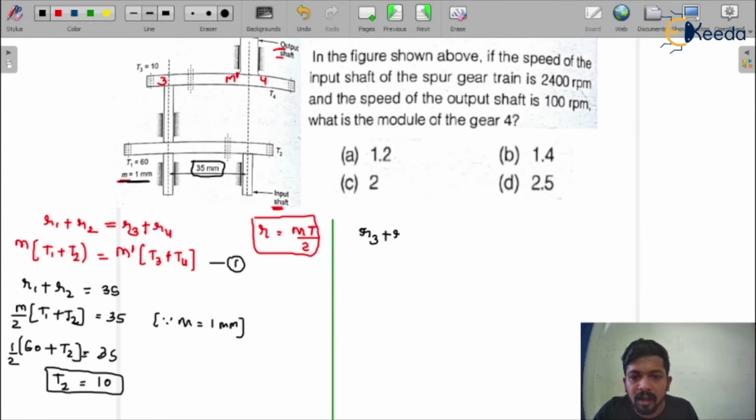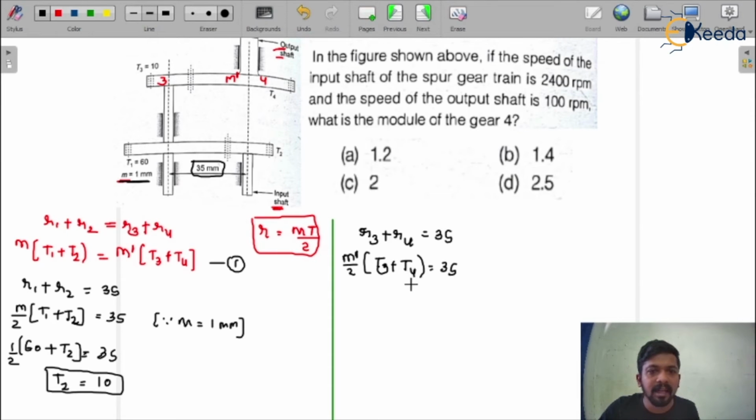R3 plus R4 is equal to 35 mm. Okay, and what is R3 plus R4? We have assumed it as M dash by 2 times (T3 plus T4). Now, what is the T3 value? T3 is given in the question, T3 is 10. And what is T4? T4 is not given in the question.